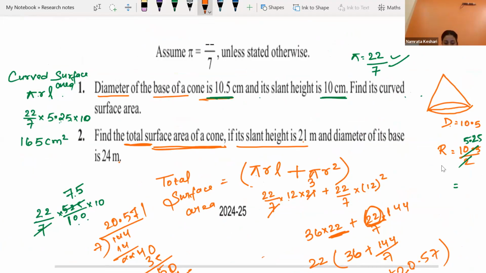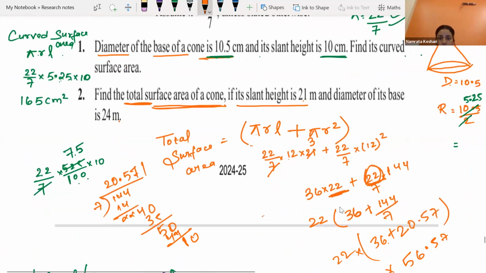Now 1244.58. 1 to 4, 4.5, right? Okay, she has also given the same answer. So I think there is something I have written incorrectly. Let me check. You have used the same formula, right? Pi r l plus pi r square, right? No, I used pi r bracket r plus l because pi r was common in that.